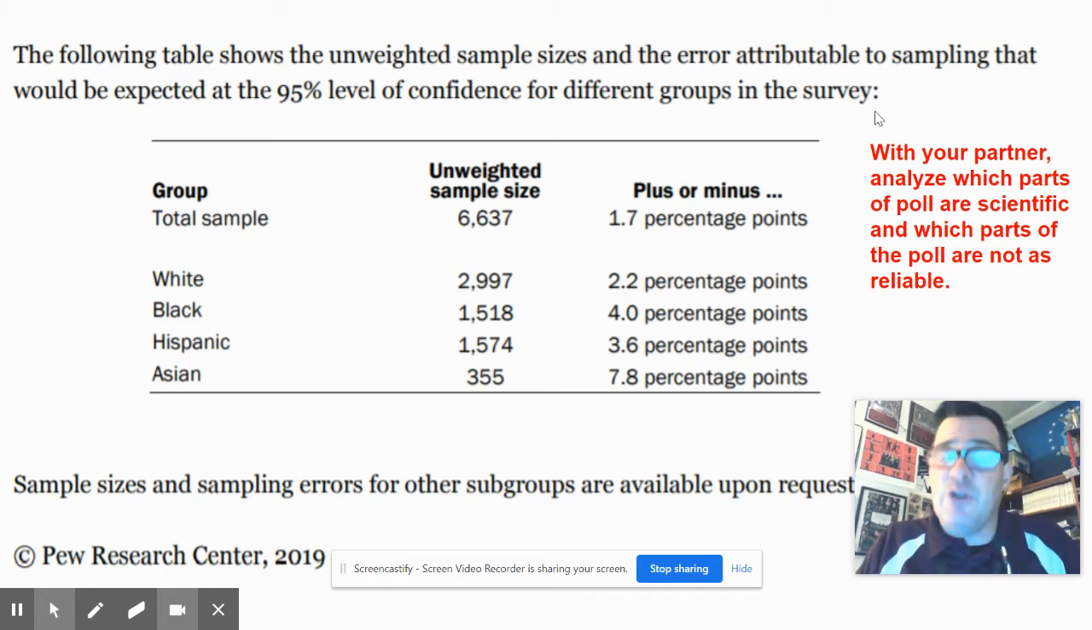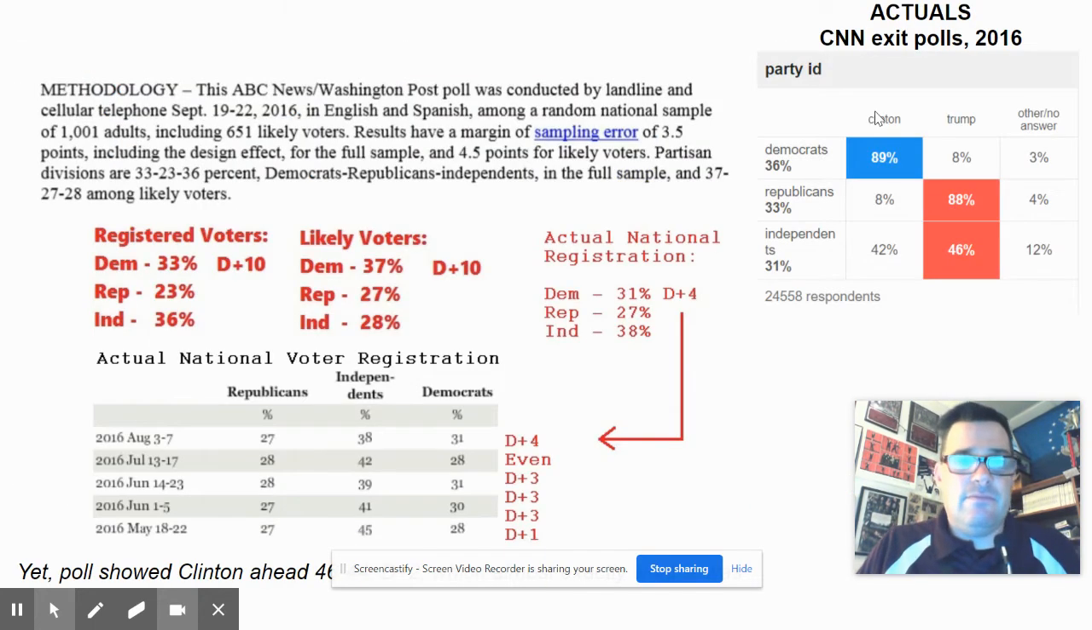Let's try another one. Again, you're going to pause it, analyze it, maybe write something down, or at least think through it, and then hit play once you've done that. All right, here's one. I just want to emphasize the methodology because that's what you want to look at. The methodology is what we call the internals of the poll. This one says the ABC News Washington Post poll was conducted by landline and cell phone in English and Spanish among a random national sample of 1,001 adults, which includes 651 likely voters. The results have a margin of sampling error of 3.5%.